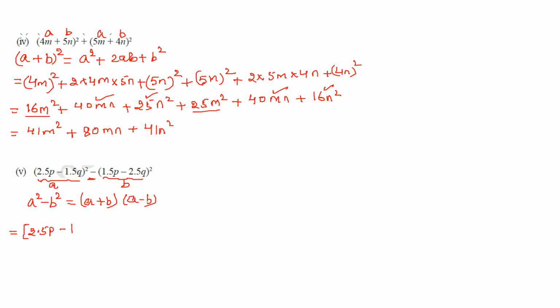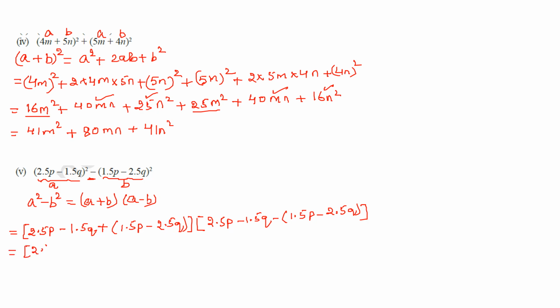So your a is 2.5p minus 1.5q, plus b is 1.5p minus 2.5q. So this is your a plus b. Now a minus b. So 2.5p minus 1.5q minus (1.5p minus 2.5q). So this is a minus b. Now you have to solve it.